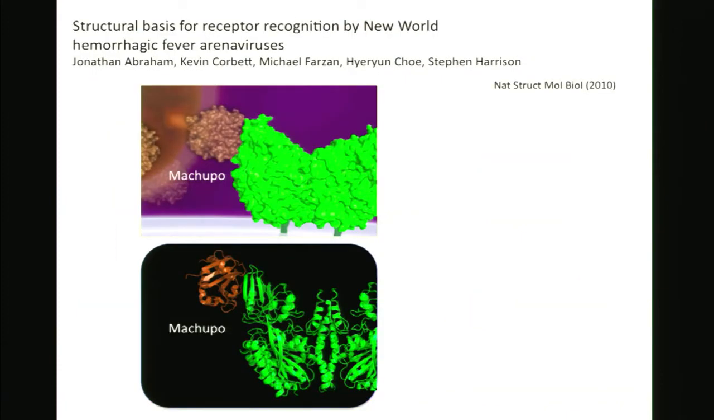And that is largely because of the large amount of work that's been performed by Mike Farzan, Harry Choe, and Steve Harrison at Harvard Med, including that this group has produced a co-crystal structure of transferrin receptor in complex with the viral surface protein of one of these zoonotic rodent arenaviruses, Machupo virus. And so we have a co-crystal structure of these two proteins. Now, a co-crystal structure is about the most sophisticated piece of biological information that you could ever hope to have if you're interested in a host-virus interaction.